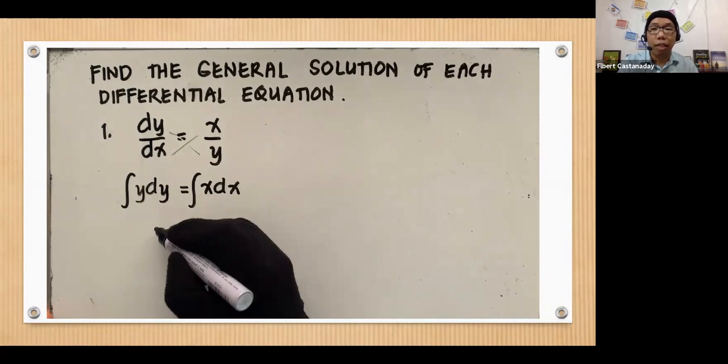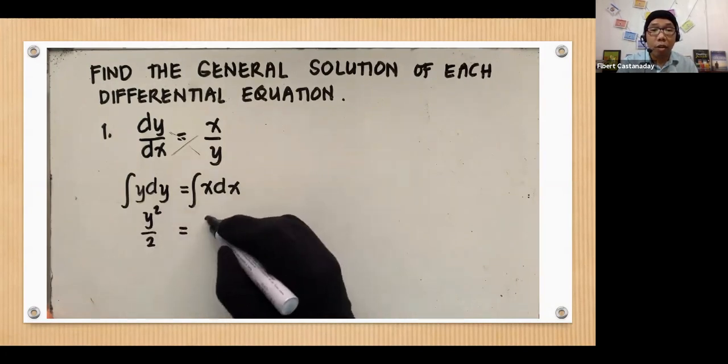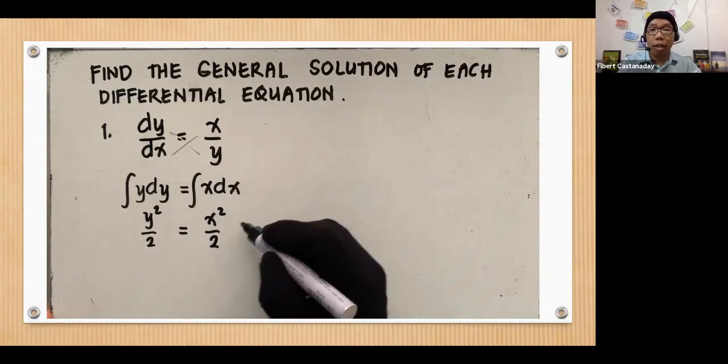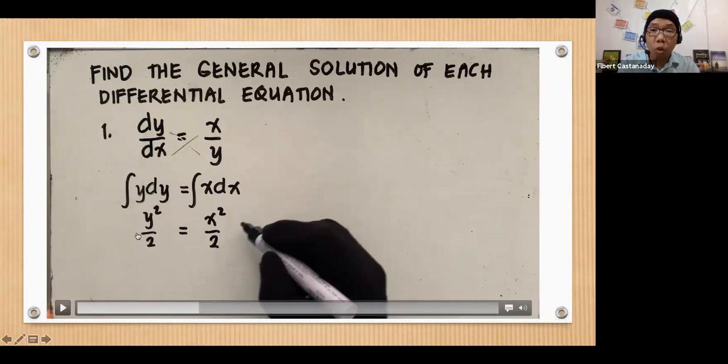So the next step will be the integration process, or the process of finding the integral. So integral of y dy is y squared over 2, and integral of x dx is x squared over 2. So usually we write the equation into this format where the y function is at the left-hand side and the x function is at the right-hand side. So you can put the arbitrary constant at the right-hand side of the equation, because on the left hand is your unknown or dependent variable, and the right-hand side is the independent variable. So we add the arbitrary constant at the right-hand side.